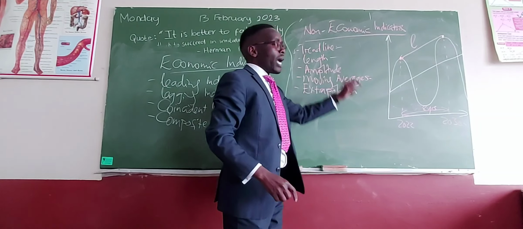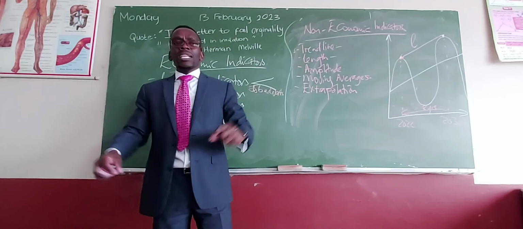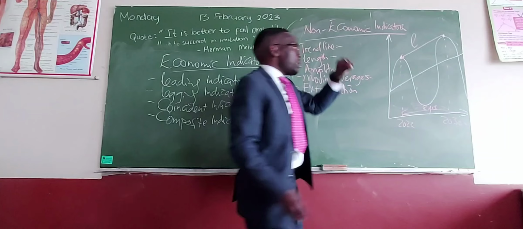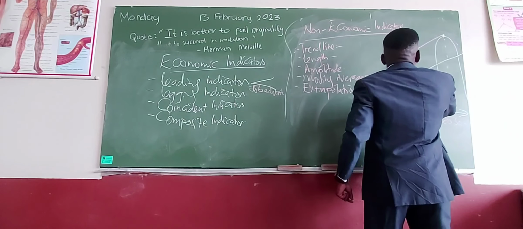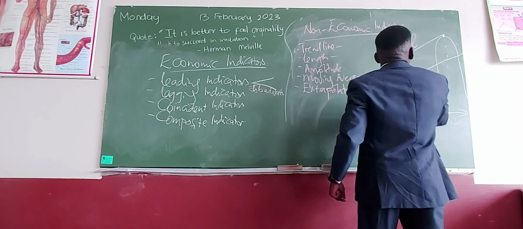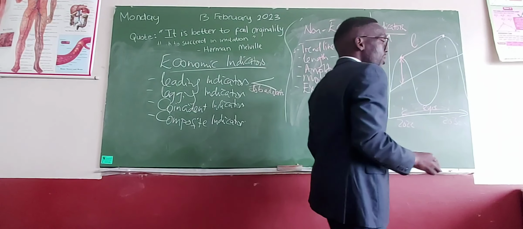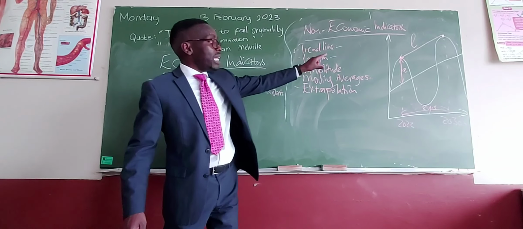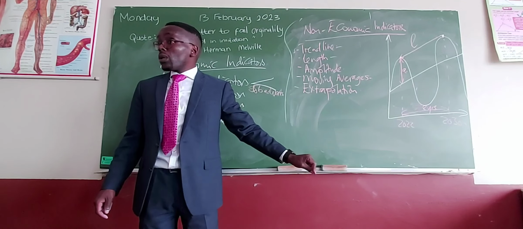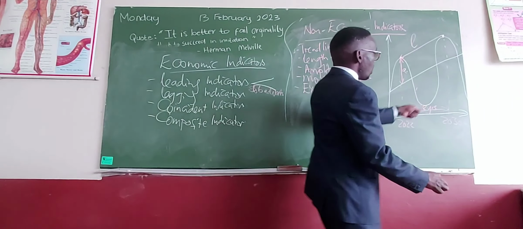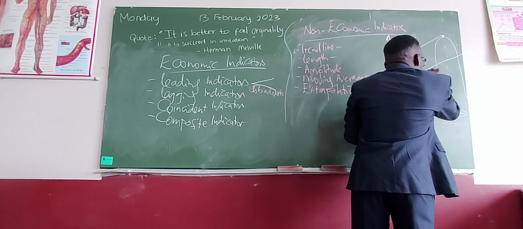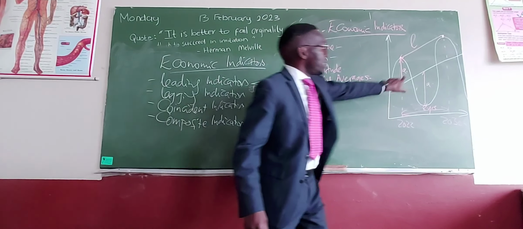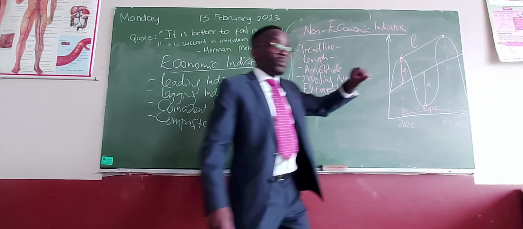And then the next one is what is called the amplitude. Now our amplitude shows the distance between the turning point and the trend line. The difference between the turning point and our trend line. Like in this case, we are saying the distance from there to there. That's our amplitude. I'm going to name it A. And if it was down here, then it would be from there to there. That becomes our amplitude. This is the amplitude. You understand?